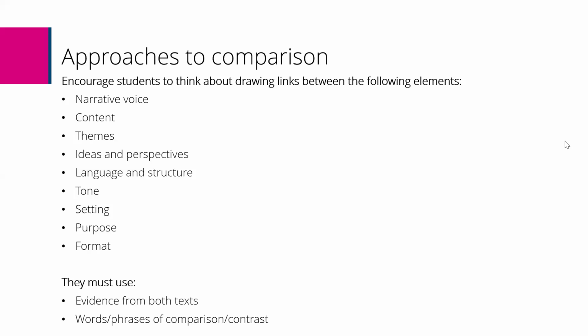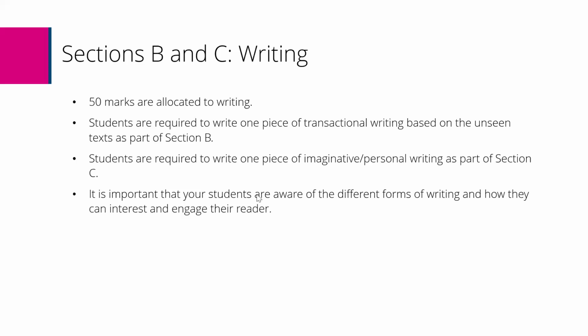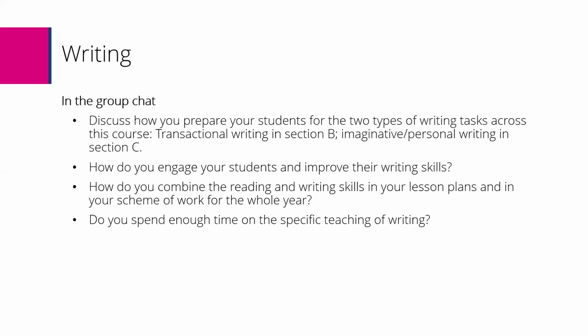Okay. So thinking now about sections B and C, which are the writing sections, there are 50 marks allocated to writing. Students are required to write one piece of transactional writing based on the unseen text as part of section B, one piece of imaginative personal writing as part of section C. Students obviously need to be aware of the different forms of writing and ways in which they can engage the reader. So again, we've got an opportunity to think about good practice here. So how do you teach writing?